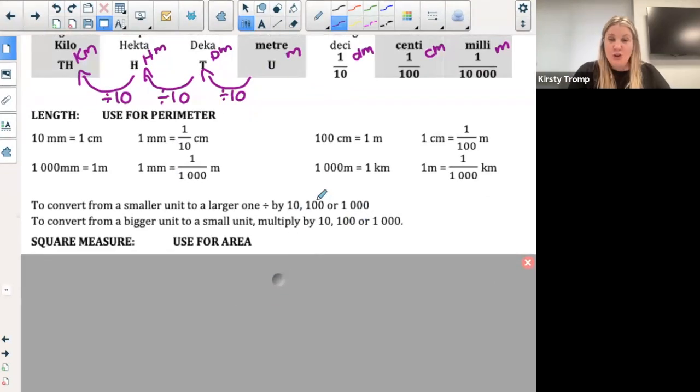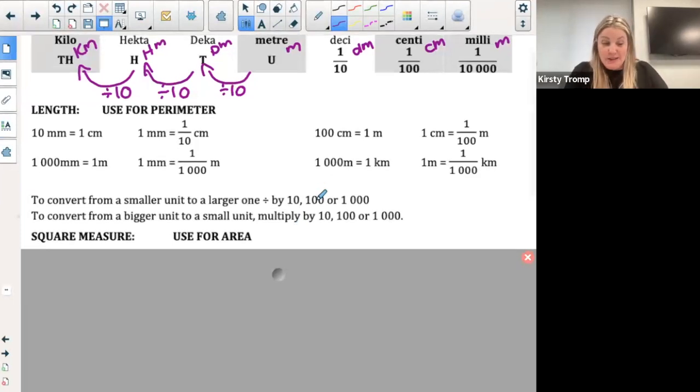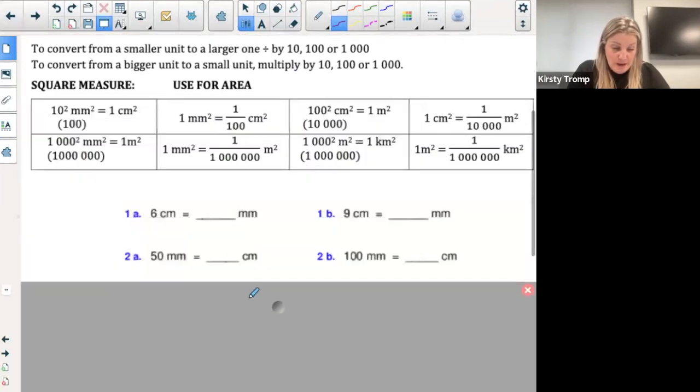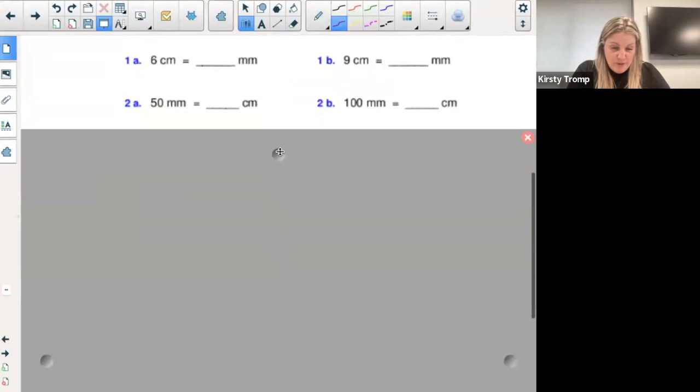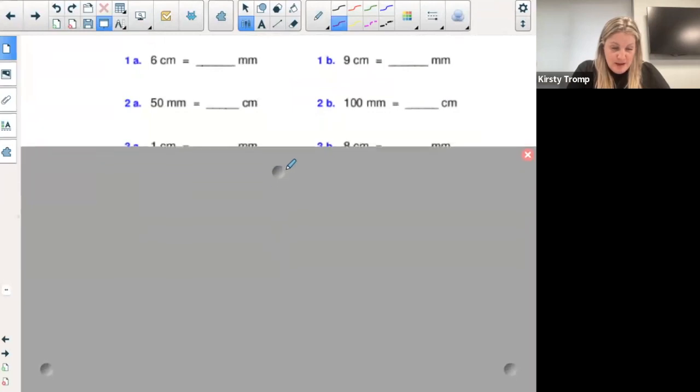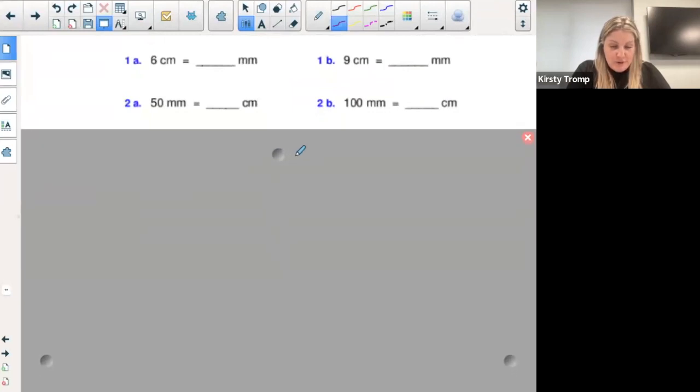All right, we're going to go have a look at square measures a little bit later on. I want us to practice using these ones that we've already done. So I'm going to move that off our screen for now. Okay, I want you to have a look at those first 4 for me and go and try those. So you're converting from centimeters to millimeters and from millimeters to centimeters.